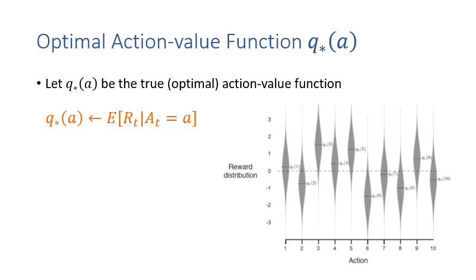Let's define the optimal action value function Q star of A, which means the expected reward of performing action A. In our case, it's playing a bandit machine. The expected value of a Gaussian distribution is its mean. So, for example, the Q star of 1 is the mean reward of machine 1, and the Q star of 2 is the mean reward of machine 2, and so on.